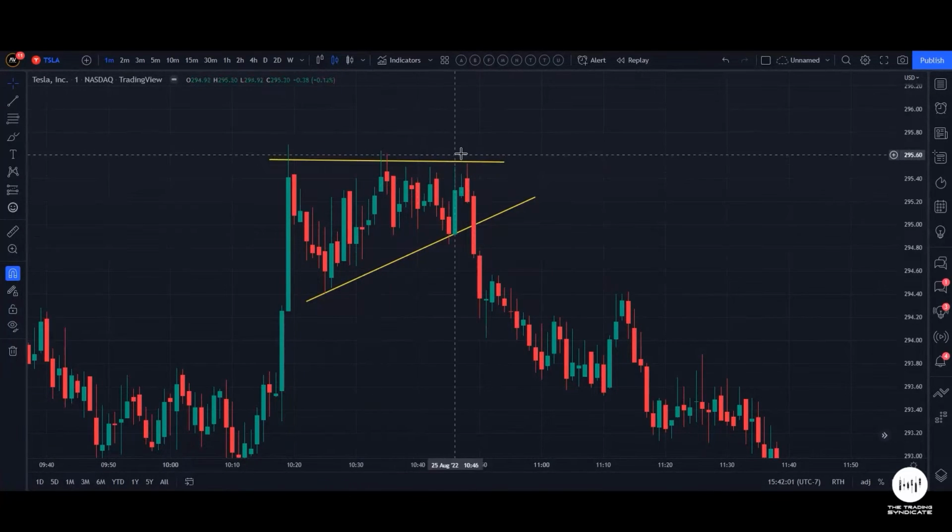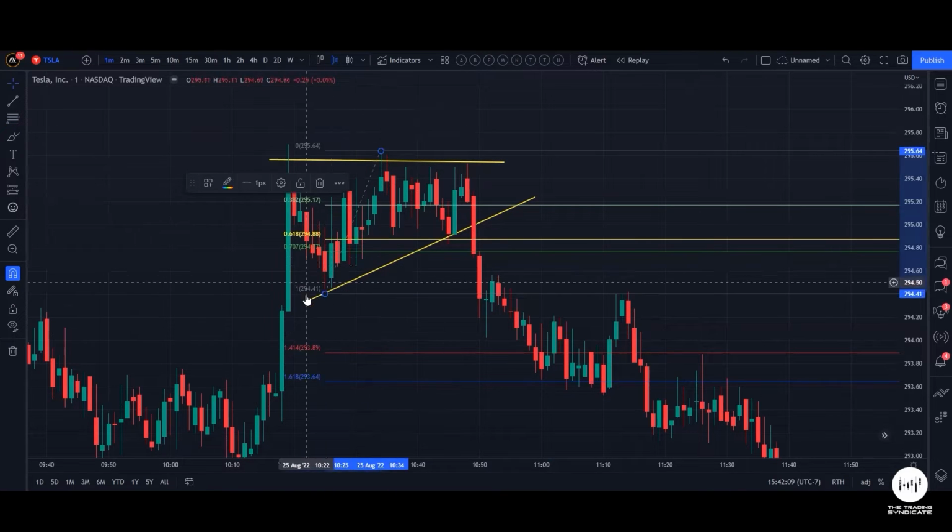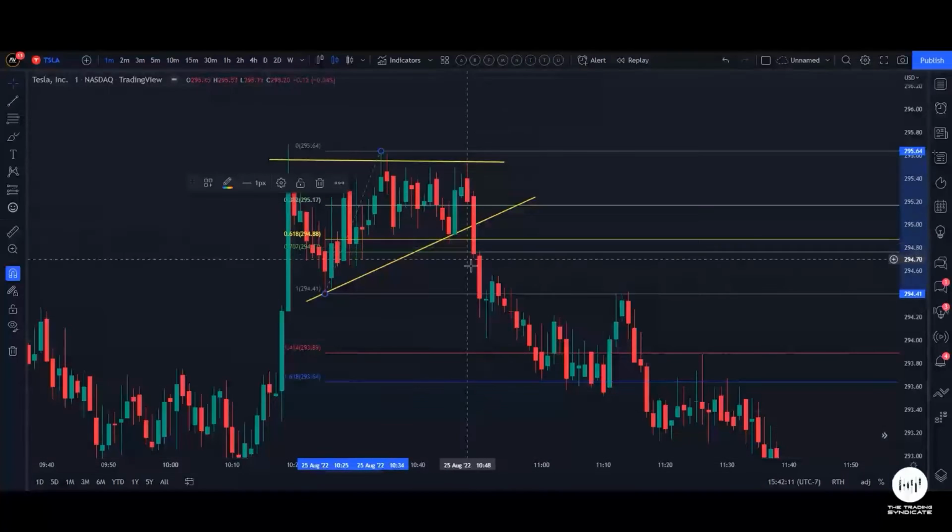Notice we did not get any candlestick close above the highs over here. So where we're looking to establish that confirmation to the downside this time is by taking a retracement from low to high and waiting for that candlestick close beneath the 0.707 level.